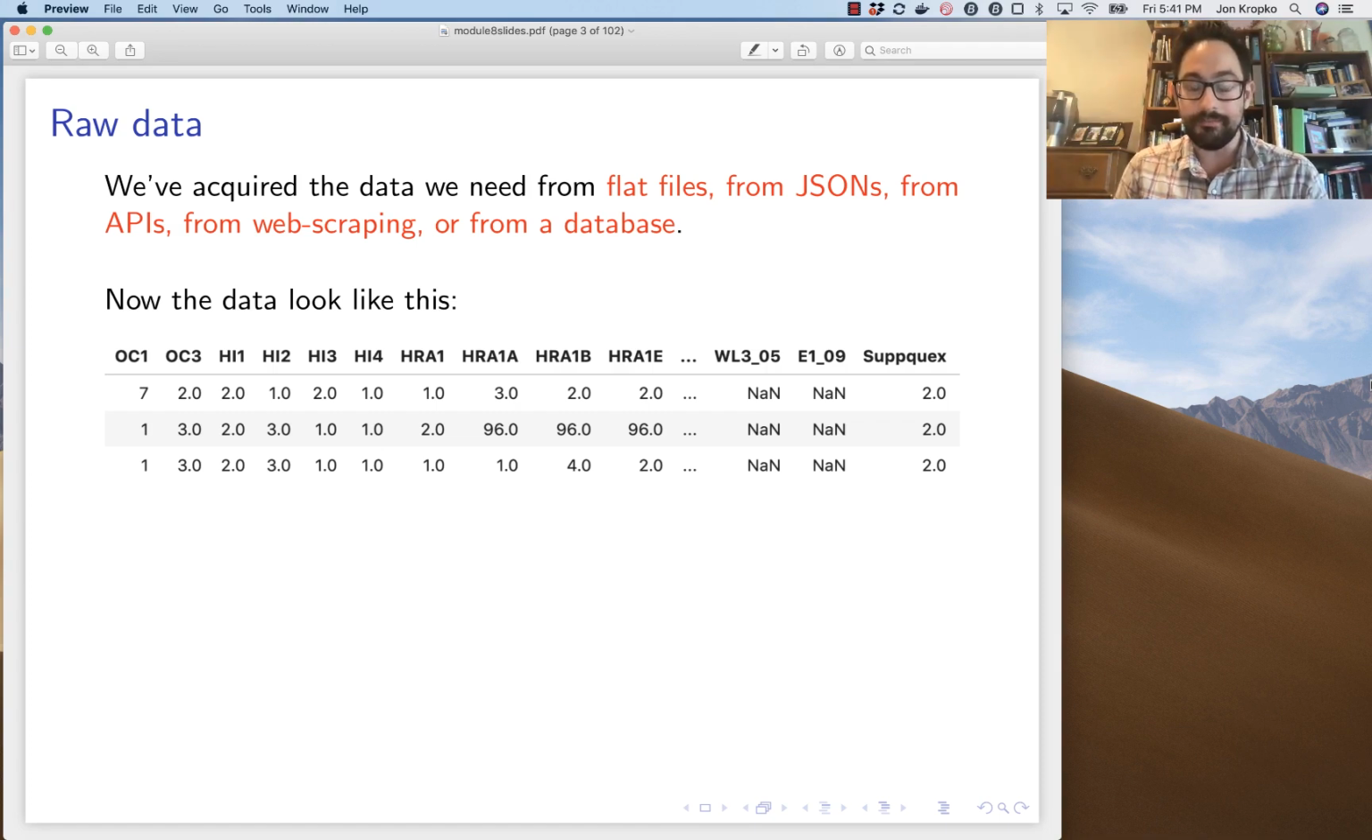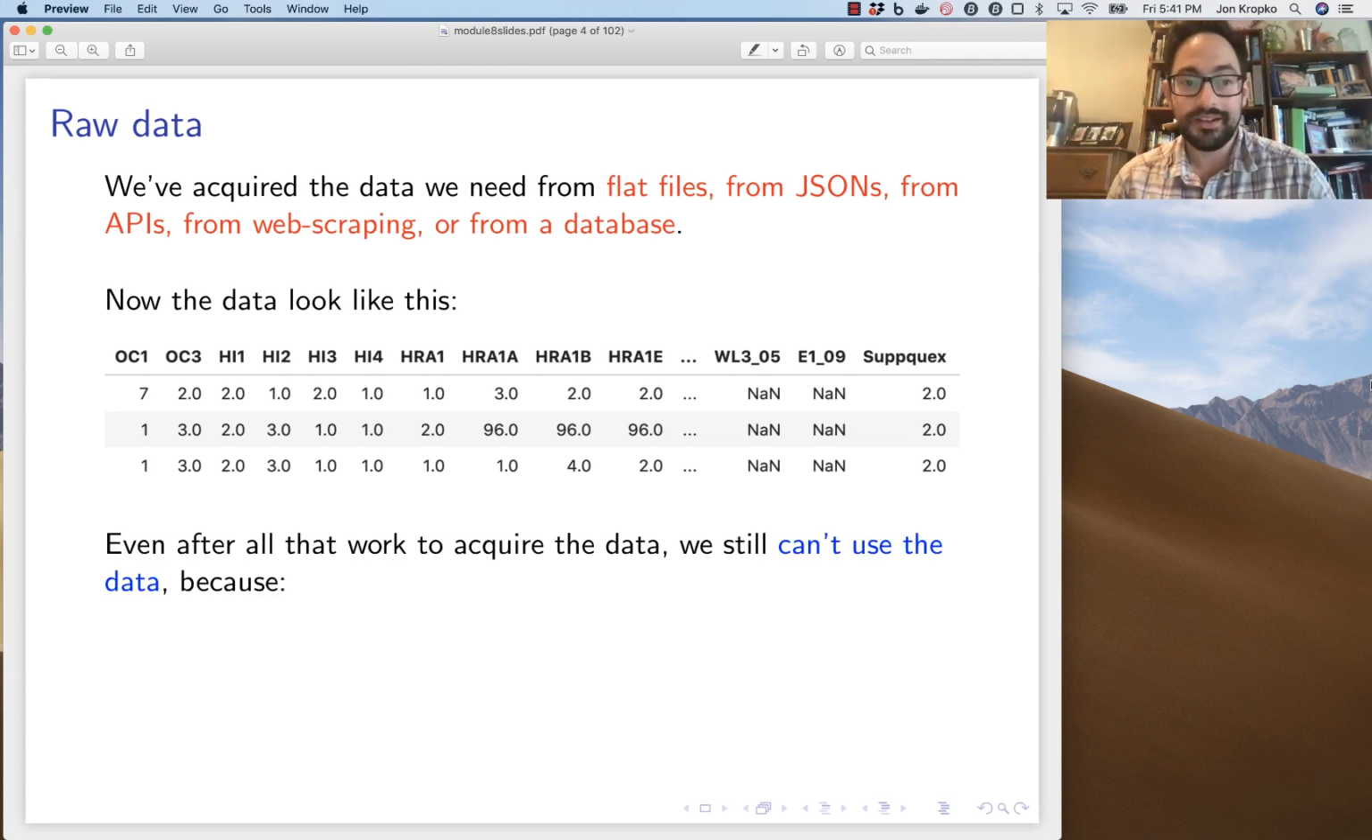Now, it will probably look nicer if you pull data from a relational database with SQL. The reason why it will look better with SQL is because all of the work is done initially to clean the data before it goes into the database. But for many other situations, we're going to get data and it's going to look like this. In fact, this is the data that's going to be on your lab for this week. Now, we can't use this. We've acquired the raw data and we can't use it yet.